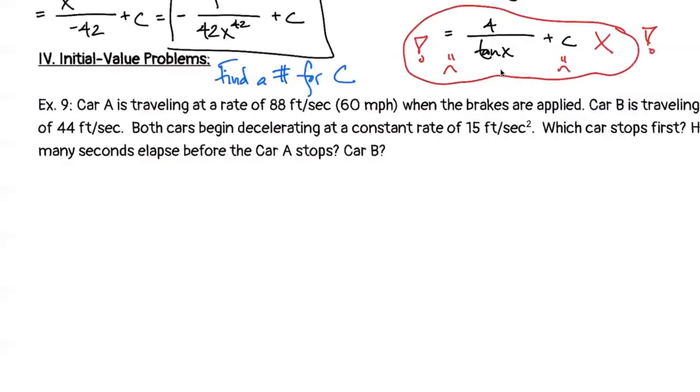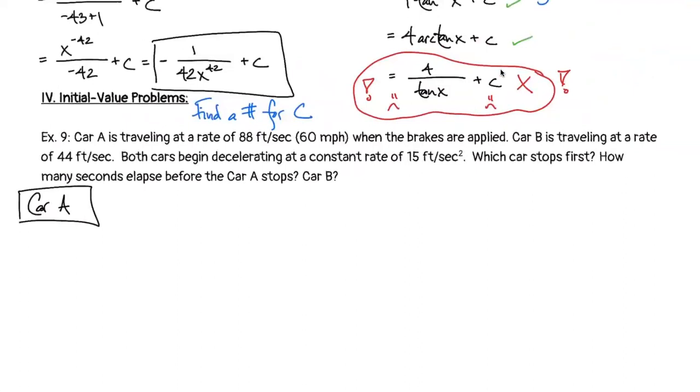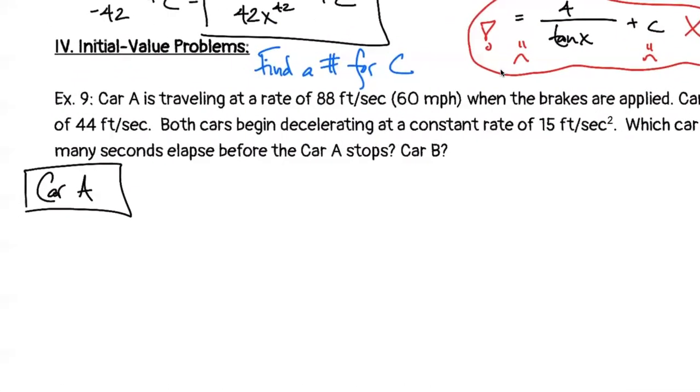So here's what we're going to do. We're going to start with car A, and we're actually going to create an equation out of what we have. I know that's not our favorite, but I promise you it's not so bad. It says both cars begin decelerating at a constant rate of 15 feet per second squared. So what does that mean? That means that the acceleration of car A is negative 15.